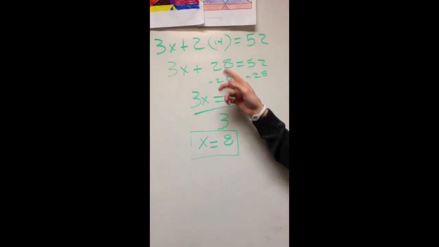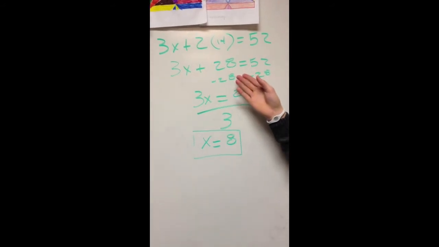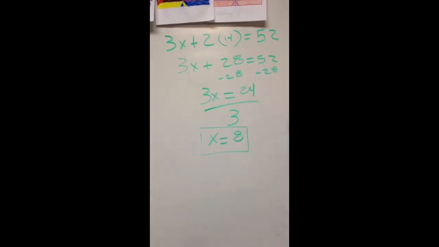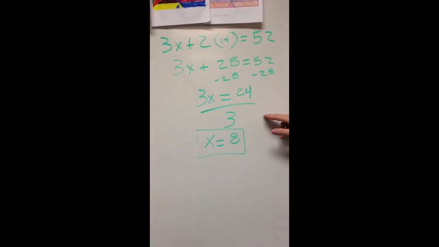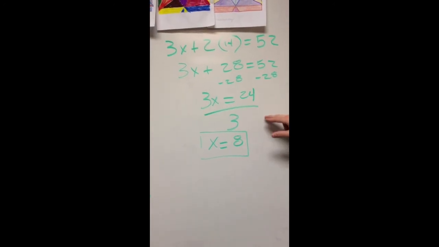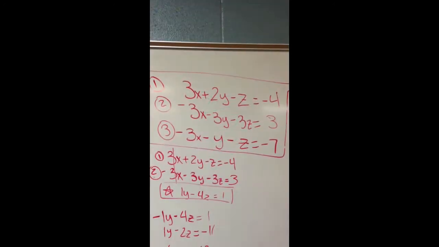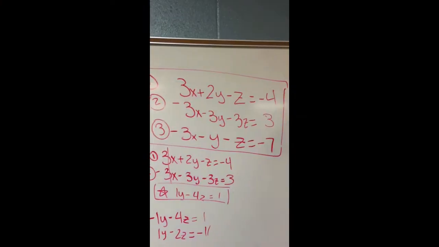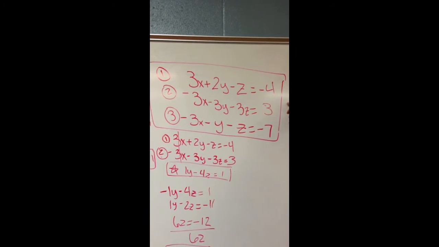So it'd be 3x plus 28, because 2 times 14 is 28, equals 52. Minus 28 from each side, so it'd be 3x equals 24, and then you divide by 3 to get x by itself, which would be x equals 8.